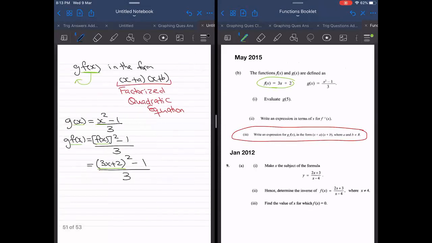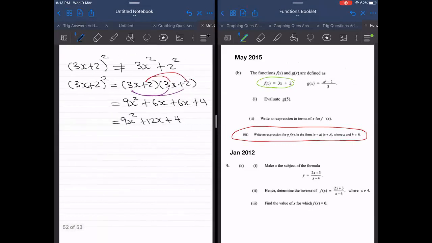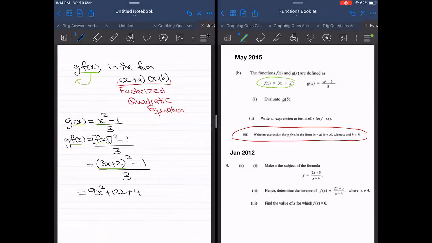Okay, so what we really have is 9x squared plus 12x plus 4 minus 1 over 3. All right, so I just expanded that part. So putting it all together, we have 9x squared plus 12x plus 3 over 3.